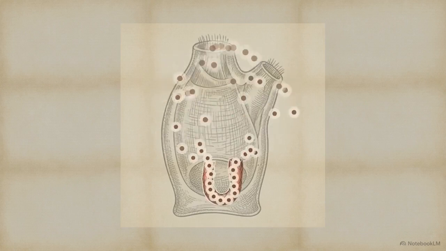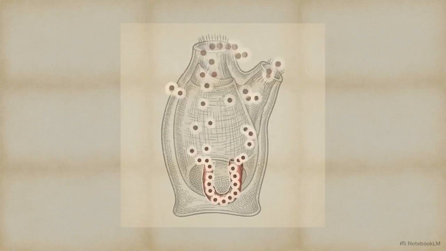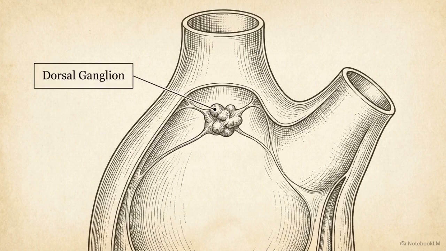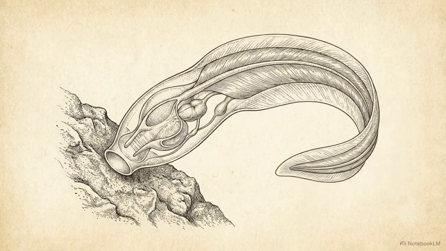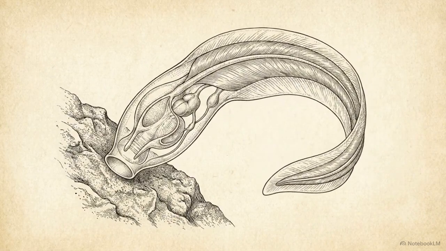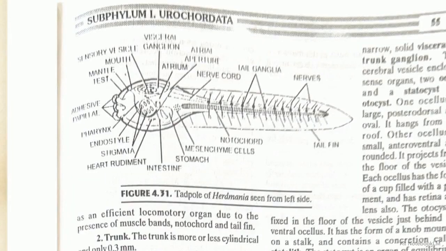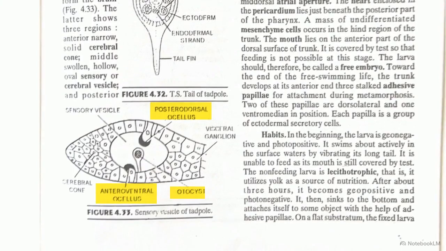Its internal systems are minimal. It features an open circulatory system with a reversing heart, a single dorsal ganglion in place of a brain, and no excretory nephridia. This simplicity is achieved through retrogressive metamorphosis, a specialized strategy where an advanced larva actively degenerates into a simplified adult. Figure 4.31 shows the tadpole larva of Herdmania, featuring a hollow nerve cord and an axial notochord in the tail. Below, the sensory vesicle reveals ocelli and a statocyst, making it an effective dispersal agent.